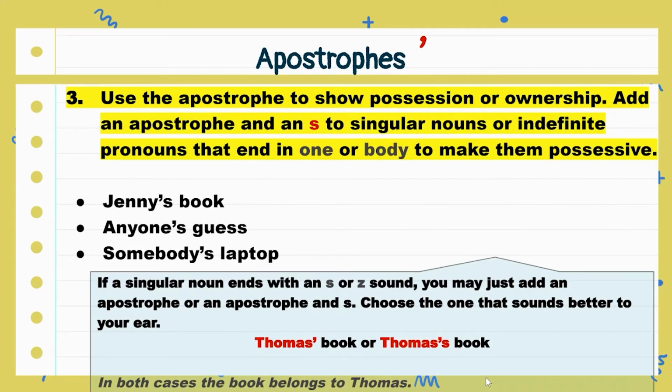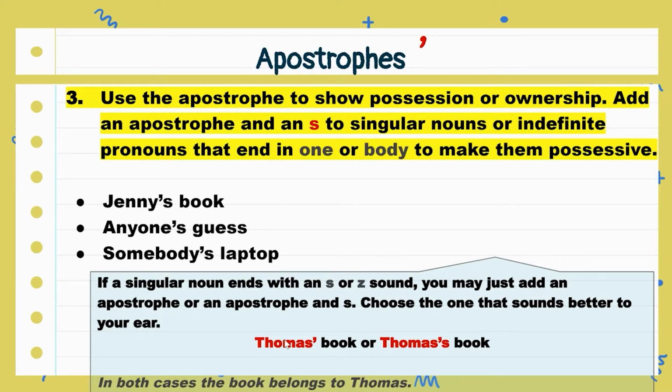That's the next one. And here again, what is the apostrophe and S? Using the apostrophe to show possession or ownership. Add an apostrophe and an S to singular nouns or indefinite pronouns that end in one or body. For example, listen: Jenny's book or anyone's. And so, you can see everything here.